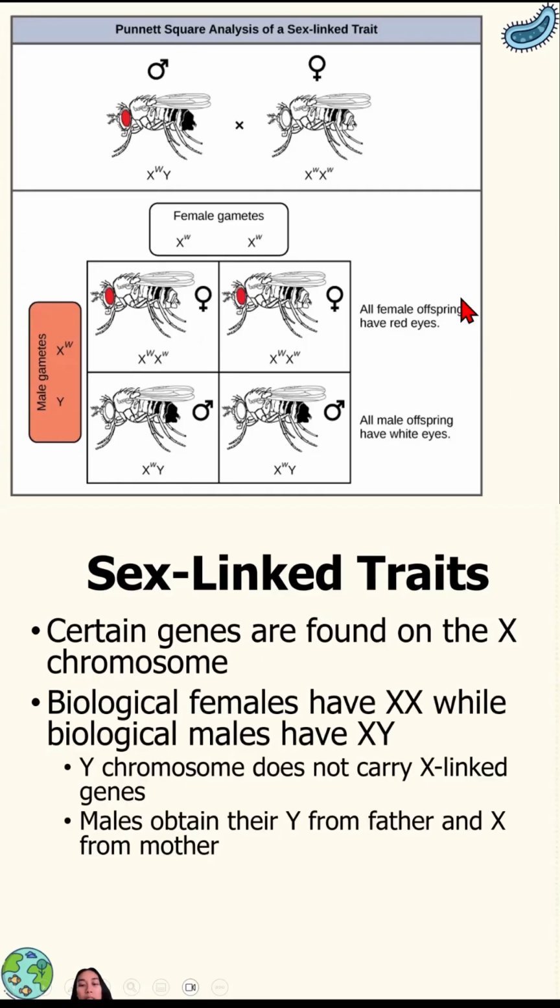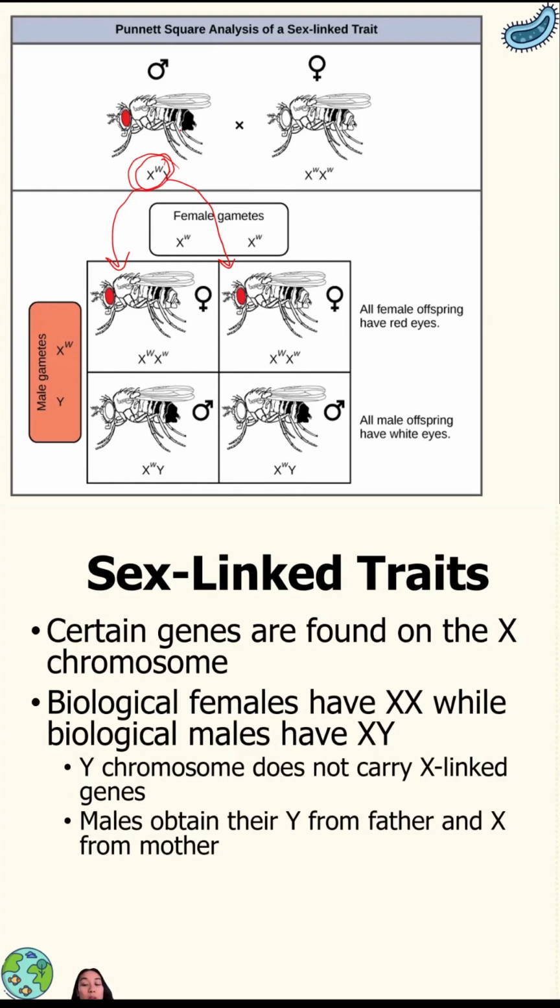And the reason why is because the females automatically inherit one of their X chromosomes from their father. So both of the female children are going to have an X chromosome from their father, and then randomly whichever X chromosome from their mother. But it doesn't matter because the father carries the dominant red eyes, so the female offspring are all going to have the dominant red eyes.